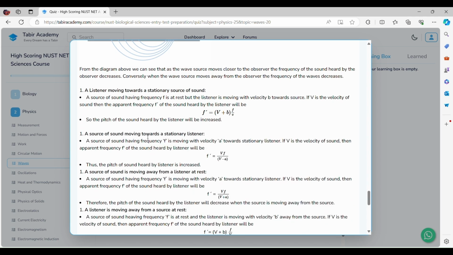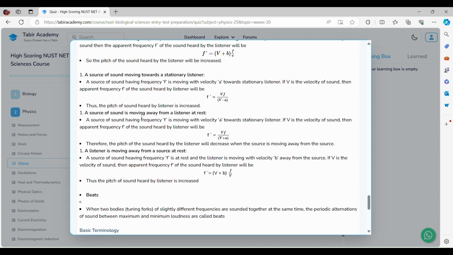A source of sound moving towards a stationary listener. A source of sound having frequency f is moving with velocity a towards a stationary listener. If v is the velocity of the sound, the apparent frequency f of the sound heard by the listener will be vf over (v minus a). Thus, the pitch of sound heard by the listener is increased.